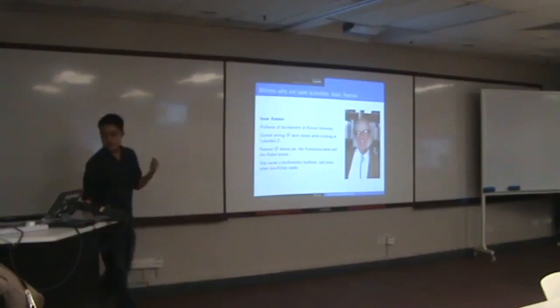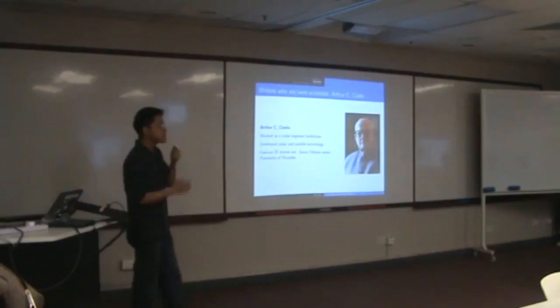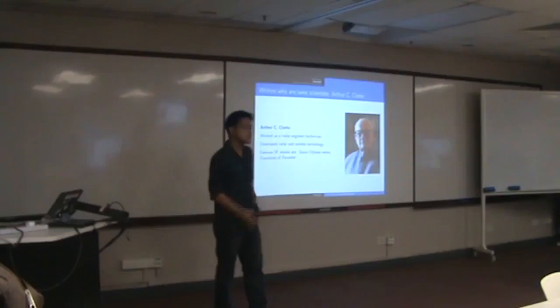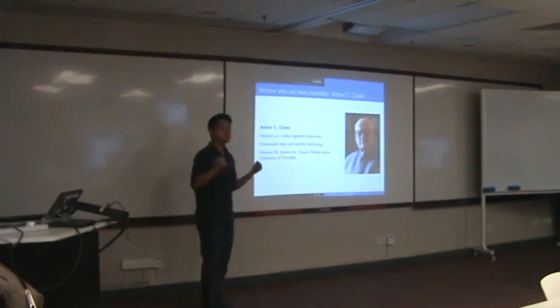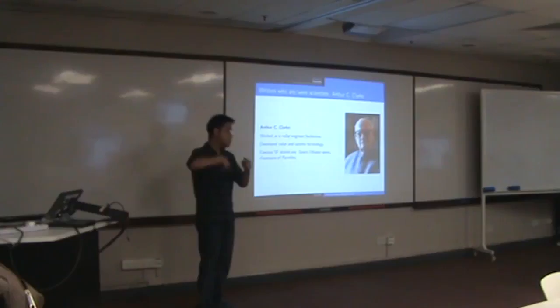The next one is Arthur C. Clarke. Clarke is not a scientist, but within the STEM area, he used to work as a radar engineer in the 1950s. The 50s was the space age, the space race with Russia, and the space industry was booming at that time. He was one of the earliest few people who developed the idea of geostationary satellites, satellites whose orbital period exactly equals that of the Earth, so that they stay above the same spot on Earth at all times.